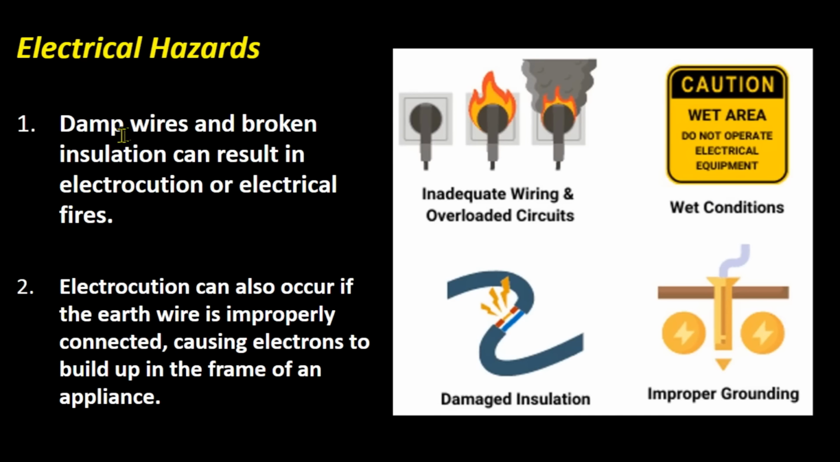Electrical hazards. So you have damp wires and broken insulation can result in electrocution or electrical fires. Electrocution can also occur if the earth wire or the grounding is improperly connected. This would cause electrons to build up in the frame of our appliance. So for example, when you touch a refrigerator and you get shocked.